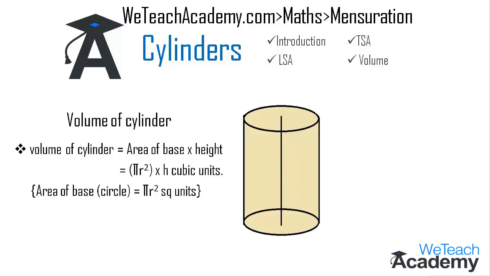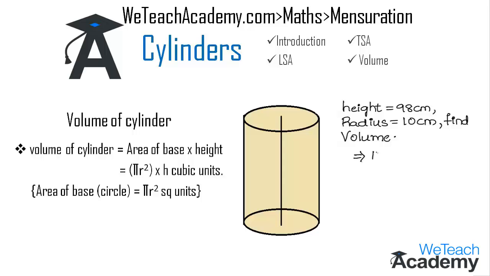Now let me explain an example on this formula. The given example is, if the height of the cylinder is equal to 98 centimeters and the radius is equal to 10 centimeters, then find the volume. Here the volume is given by the formula pi r square h cubic units, and then substituting the values, we get here 22 divided by 7 into r square, that is 10 square, which is 100 over here, into the height 98.